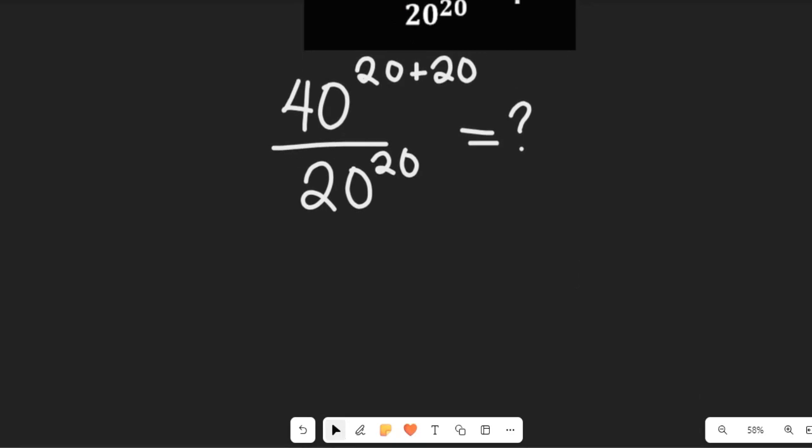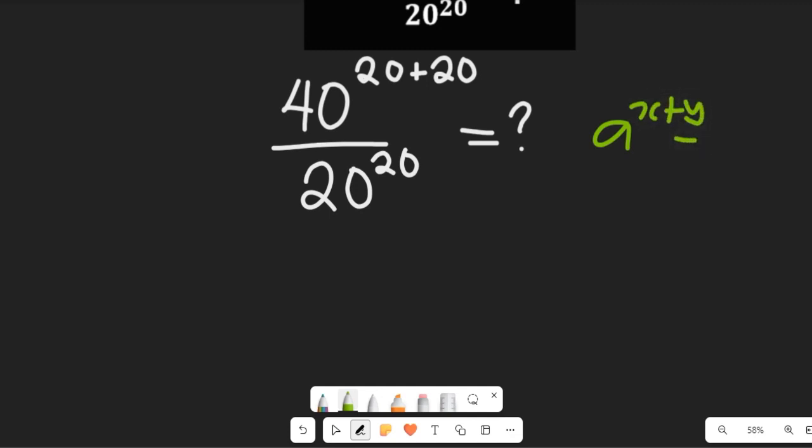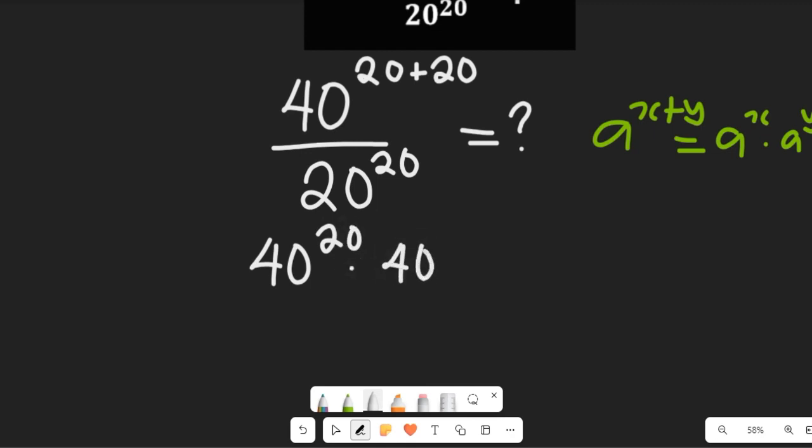The reason why I did that is to easily simplify the numerator. Now recall a law of indices that if I have a to the power of x plus y, this can be equal to a to the power of x multiplied by a to the power of y, right? So that can be simplified to give us 40 to the power of 20 multiplied by 40 to the power of 20, and this can be divided by 20 to the power of 20, right?